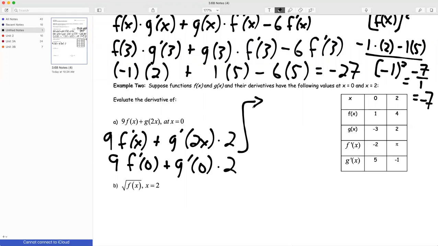So I have 9 times f prime of 0, and I'm going to go to my chart and find f prime of 0, which is -2. So that will give me 9 times -2 plus g prime of 0 is 5 times 2. So I have -18 plus 10. So you should have gotten -8 for this one.